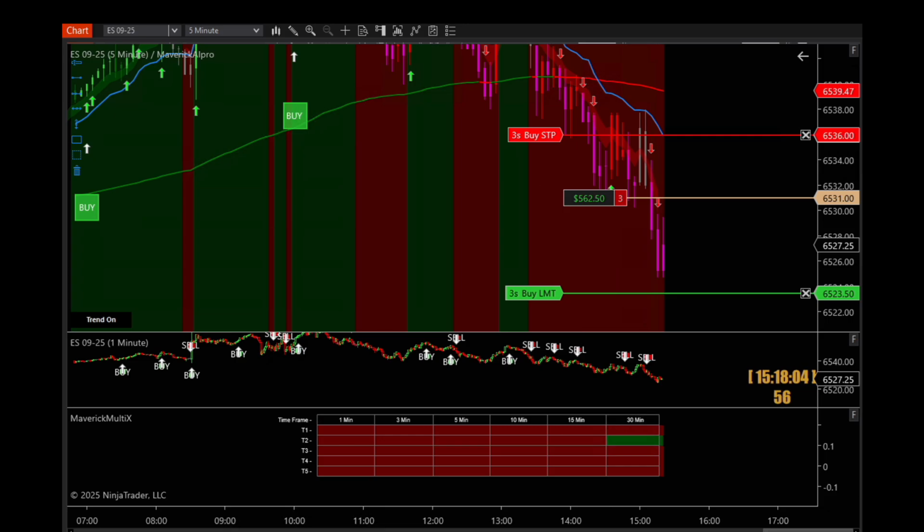So we've been coming down for a bit here. So this is totally normal for us to stall out. Am I bailing? Am I getting out of this trade? Nope. My Maverick Multi-X is telling me to stay in. My Maverick Multi-X is telling me, we're still very strong to the downside. My Maverick AI Pro, still a red background, still pink candles.